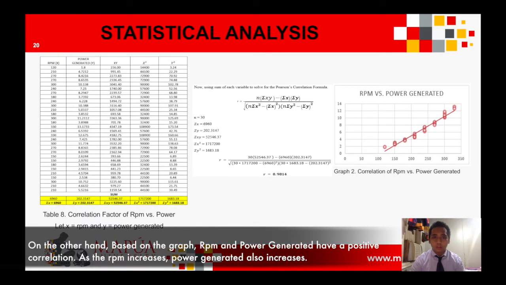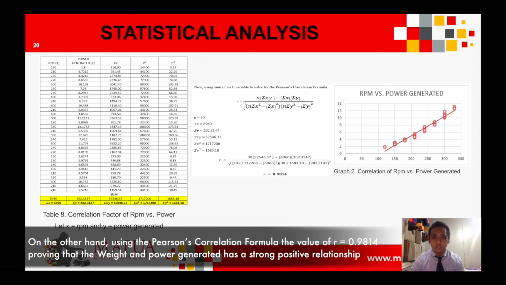On the other hand, based on the graph, RPM and power generated have a positive correlation. As the RPM increases, power generated also increases. On the other hand, using Pearson's correlation formula, the value of R is equal to 0.9814, proving that the RPM and power generated have a positive relationship.